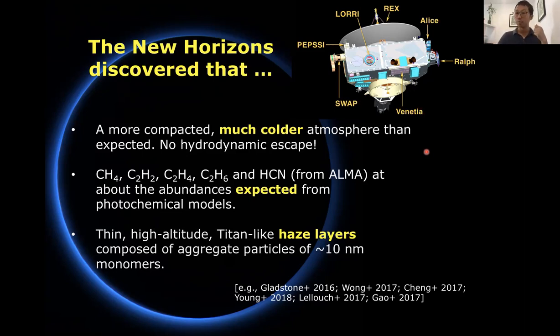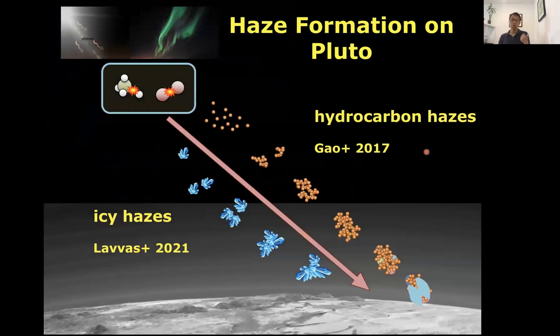So maybe we should think about a different way of haze formation on Pluto. On Titan, we think you produce this kind of hydrocarbon haze in the upper atmosphere, and it sinks down. This is what we usually thought, from Peter Gao's paper in 2017, and we form those kinds of aggregated particles. This is something you can find from secondary organic aerosols on Earth. But now a new paper came out this year from Panayotis Lavvas, and it says, no, maybe we should think about ice formation in Pluto's atmosphere.